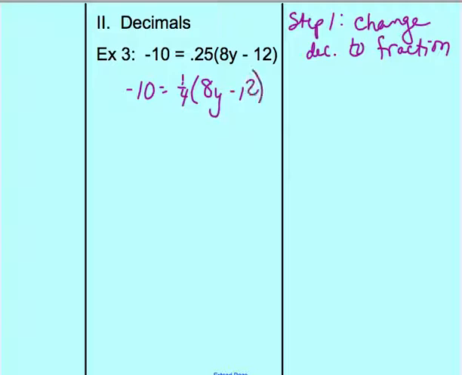Why am I doing that? Because it's actually easier to work with fractions than decimals. I know most of you prefer working with decimals, but fractions are easier. So that's why we're converting it. Step 2, we will simplify as needed.